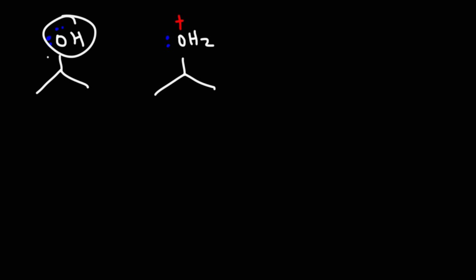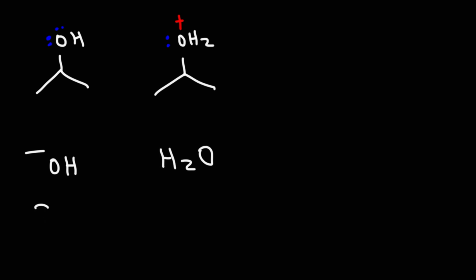So here's a question for you. Which one is the better leaving group? OH or OH2 plus? Now, if we were to remove OH, we would get hydroxide. If we were to remove OH2, we would get water. Hydroxide is clearly a stronger base than water. Water is neutral, but it's the weaker base relative to hydroxide. So water is going to be a better leaving group than hydroxide.